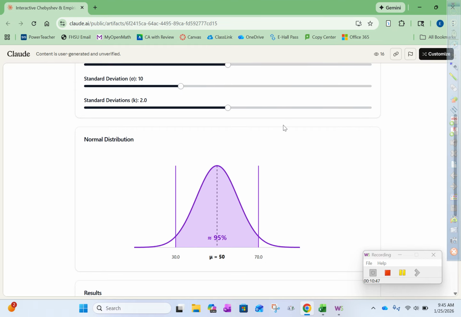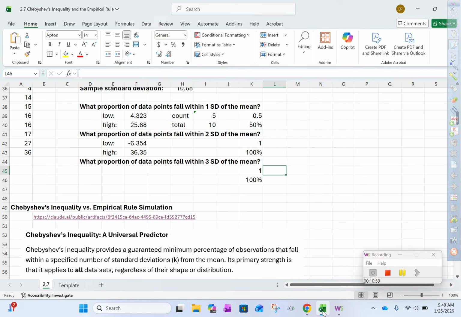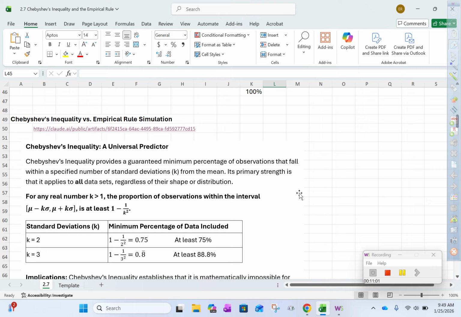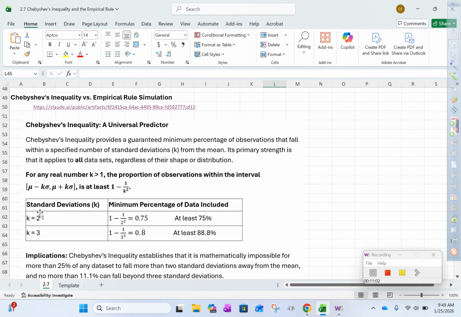Okay, so going back to our notes here, we're going to start with applying this first one. We looked a little bit at k as 2, meaning 2 standard deviations, but I just wanted to show you where that 75 came from. Using this inequality, 1 minus 1 over 2 squared gives us 1 over 4 here. 1 minus 1/4 is 3/4, changing that to your proportion.